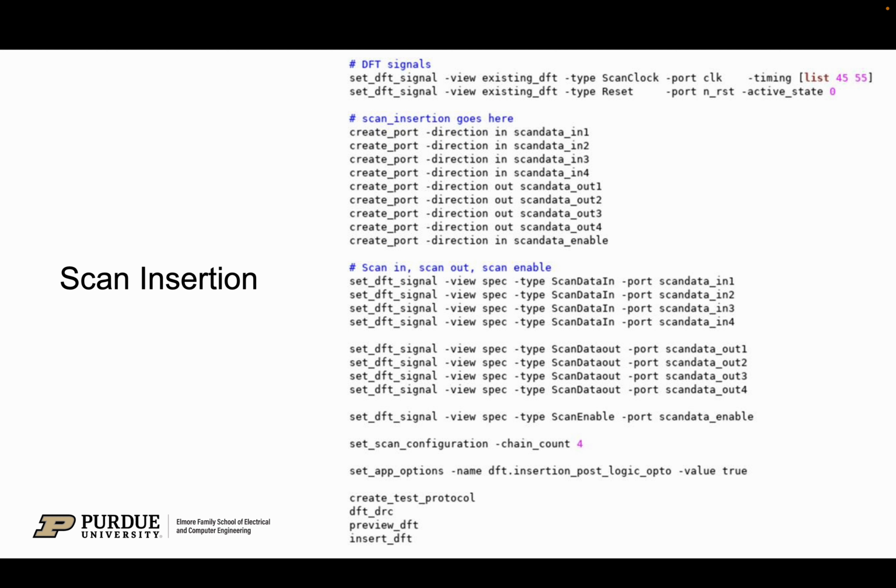This slide shows the actual scan insertion process using Synopsys Fusion Compiler. We first define DFT-related signals like the scan clock and reset. Then, we create scan ports for scan data inputs, outputs, and the scan enable signal. Each of these ports is mapped using set_dft_signal, specifying their type, such as scan data in, scan data out, or scan enable. We also set the scan chain configuration here, using 4 chains in our case.